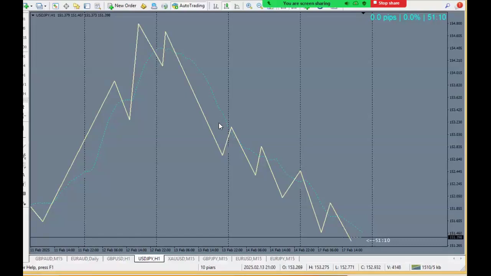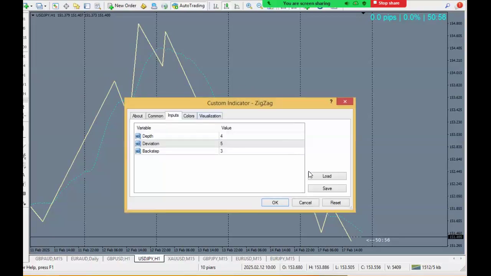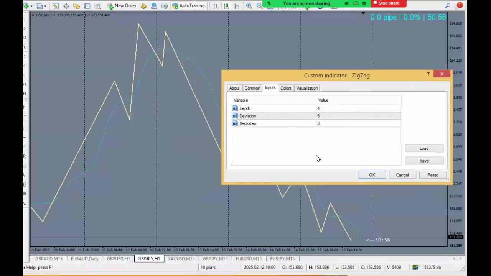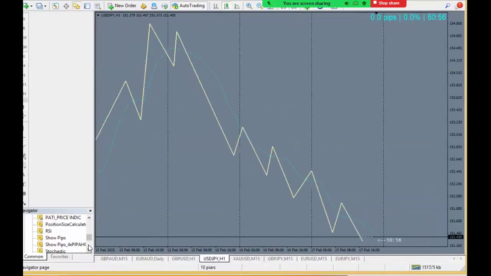Now I've removed the candlesticks. I've just put this indicator called the Zigzag Indicator. Okay, you'll find it on any chart at all. It's available on any chart. Most brokers have it. So, let's see, where is it? Somewhere down there. So you see, it's called the Zigzag Indicator, right?